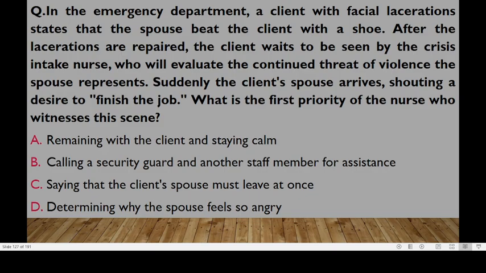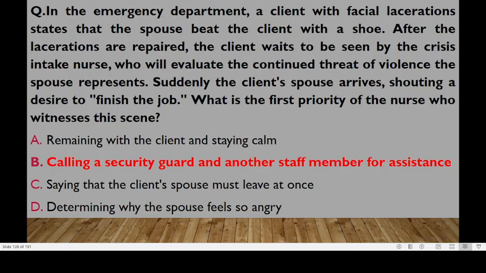In the emergency department, a client with facial lacerations states that the spouse beat the client with a shoe. After the lacerations were repaired, the client waits to be seen by the crisis intake nurse, who will evaluate the continued threat of violence the spouse represents. Suddenly, the client's spouse arrives, shouting a desire to finish the job. What is the first priority of the nurse who witnesses this scene?